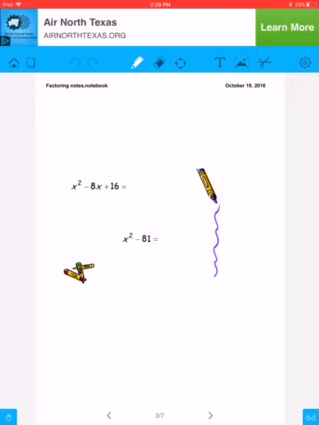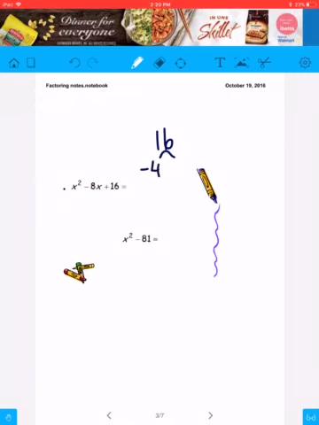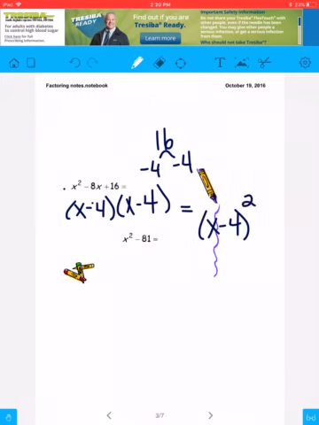I have x squared minus 8x plus 16. So a is 1 times 16 is 16. I need factors of 16 that add up to a negative 8. So that would be negative 4 and negative 4. Negative 4 times negative 4 is positive 16, and negative 4 plus negative 4 is negative 8. So we can write it as x minus 4 times x minus 4. Or how I typically write it is x minus 4 squared.